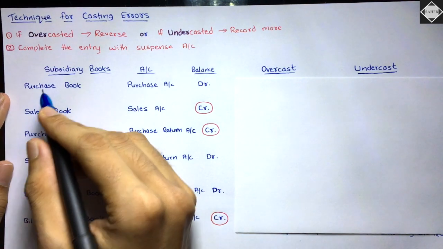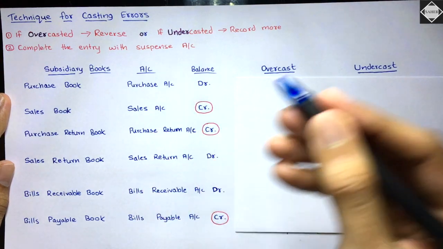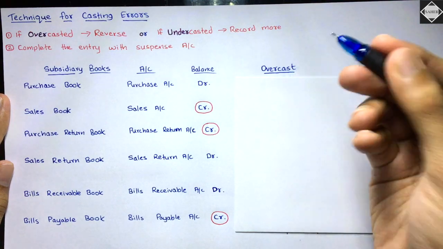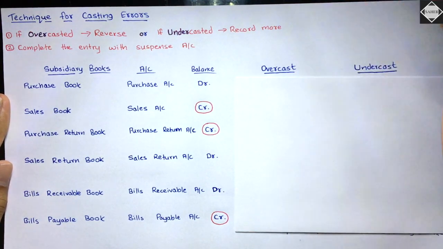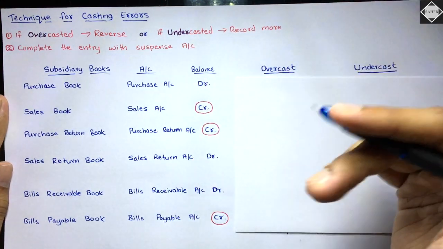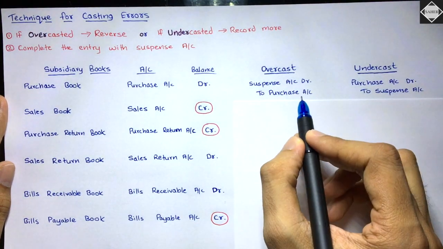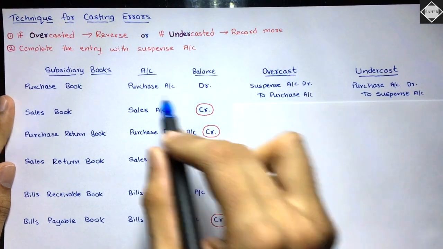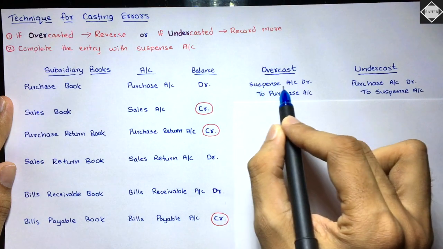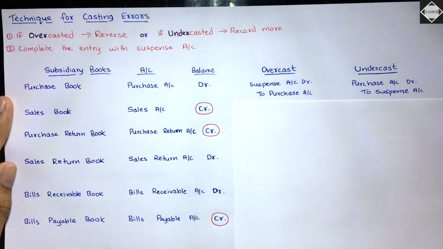See here, we have the purchase book first, which affects the purchase account, which has a debit balance. So when the purchase account is overcast, more than what it actually is, it has been recorded more than what it actually is, what you have to do is reverse, you have to decrease the purchase account. The purchase account has a debit balance. To decrease that, you have to do the opposite, you have to credit, isn't it? So the purchase account will be credited. If you're crediting the purchase account and rectifying this mistake, then it will become a handicap entry. So you have to complete that with the suspense account debit. Is that clear?